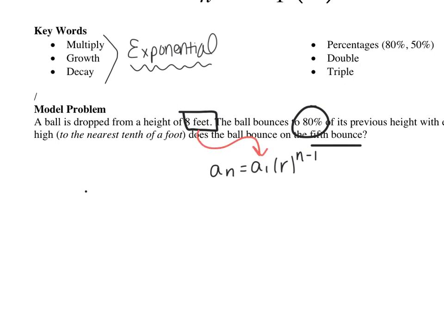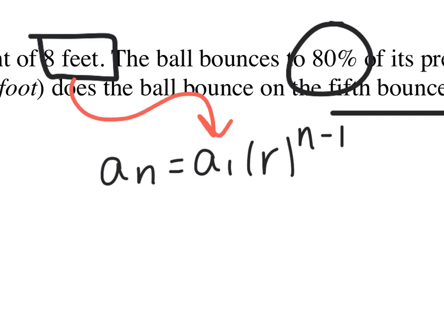So when I rewrite my formula, I'm going to do a sub n equals 8 parenthesis. I don't know what my r is yet, we'll do that next. And I'm going to raise it to the n minus 1. Here's what we do know. We know that we're going down by 80% each time. So it bounces to 80% of its previous height.